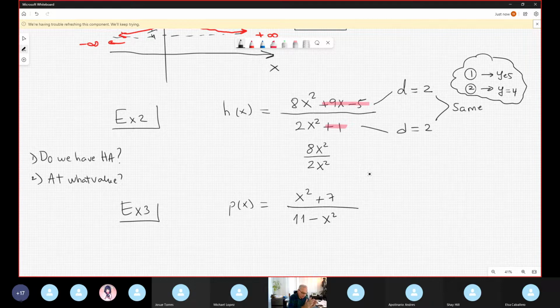Everyone understands this very well, or no? Come on, this is the moment to ask me. Guys, you have to learn. If you want to pass my class, you need to learn. Definitely. Okay? Josué Torres says yes. Josué, help me with the second example, number 3. It's the same problem. Do you have a horizontal asymptote, yes or no?